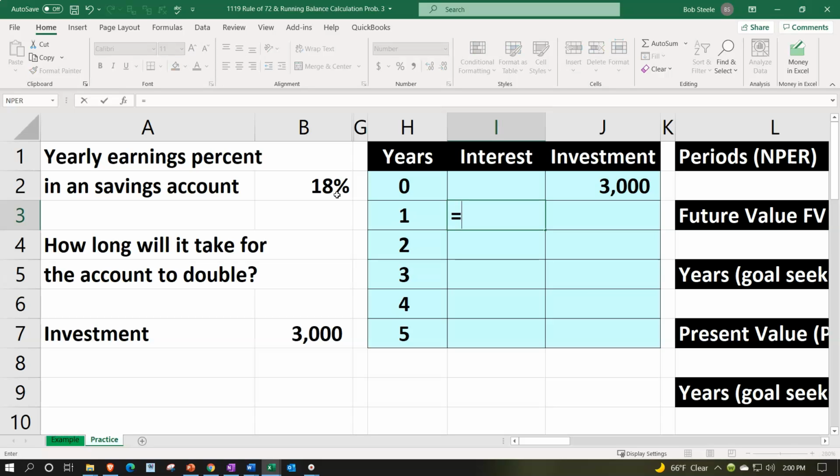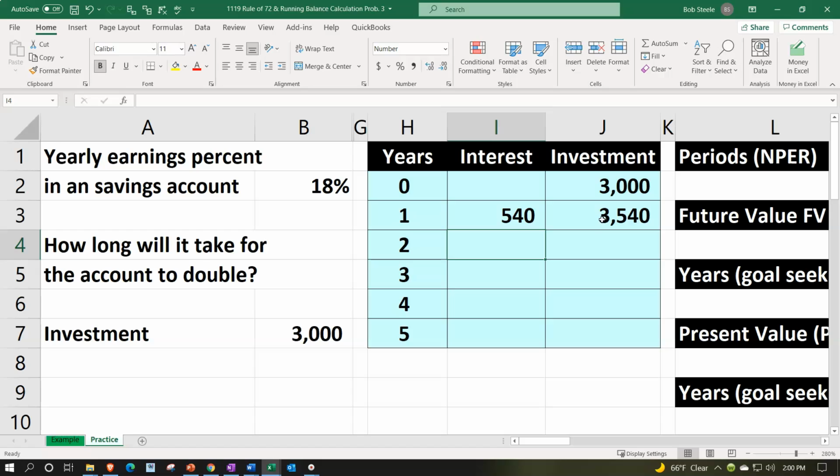So I'm going to say equals, right arrow, up arrow. There we are on J2. I'm going to say times. That brings me back into this cell, and then I'm going to say left from that cell, left, left, and up to the 18, and enter. There's the 540. Now I'm going to add that to the 3,000 using our cell references, equals, up arrow, that brings me to the 3,000, plus, that brings me back into this cell, left arrow, there's the 540, and enter.